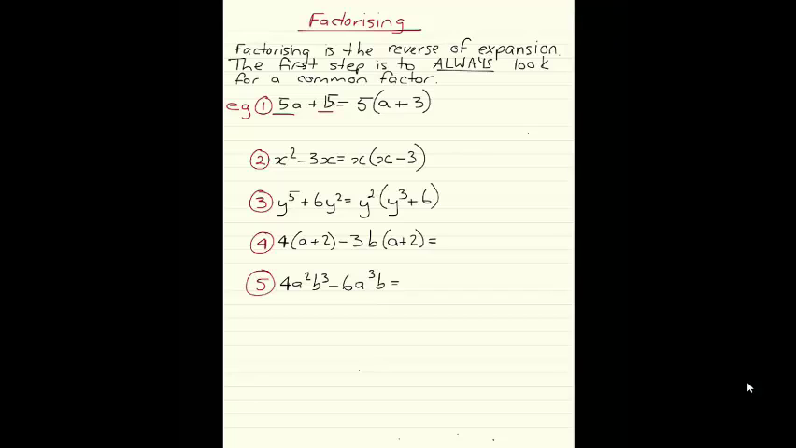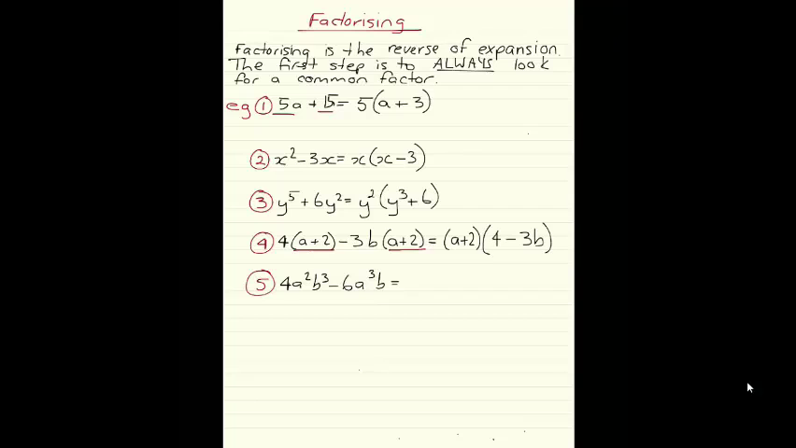Our common factors can be even more complicated than that though. If you have a look at this expression, 4 outside of a plus 2 minus 3b outside of a plus 2, our common factor here is a plus 2. So when I take a plus 2 out, I'm left with 4 minus 3b.